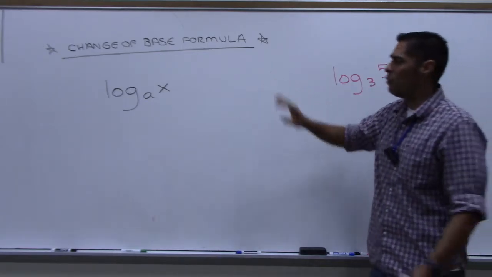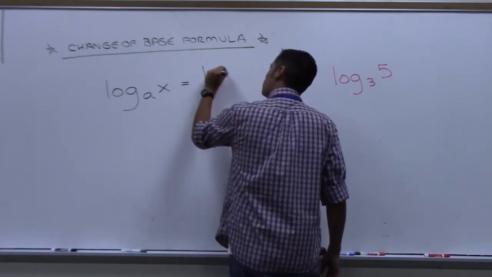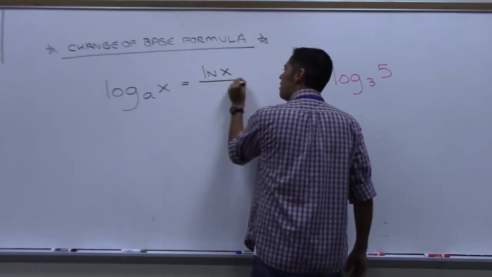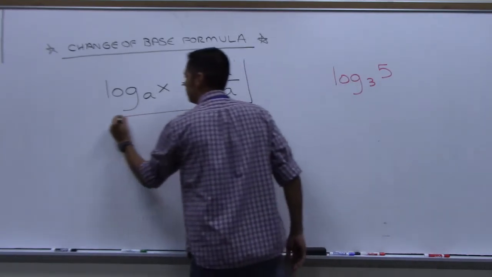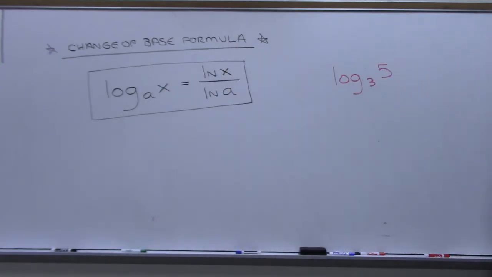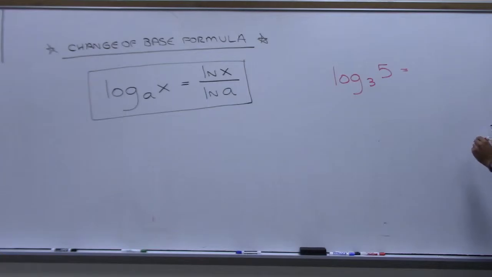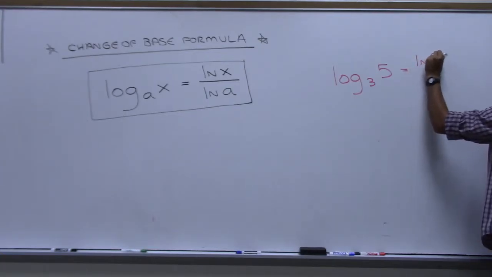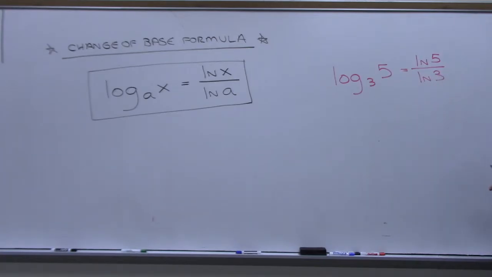But according to this formula, log base a of x is equal to the natural log of x divided by the natural log of a. And that's the formula. And so this, according to the formula, really turns into what? Natural log of 5 over natural log of 3. And when I say over, I mean divided by.